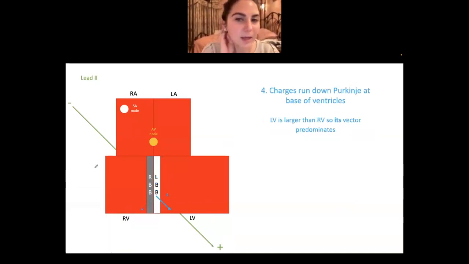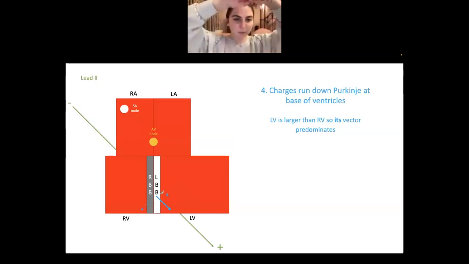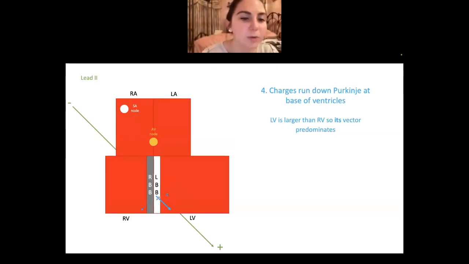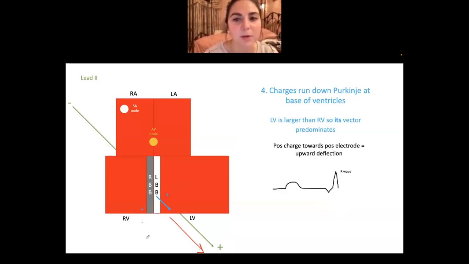Okay. So next, after the right bundle branch gets depolarized, now it has to go to the Purkinje fibers. From here, since the left ventricle is a lot bigger than the right ventricle, it's sending depolarization signals in both directions, so both are still happening, but the left is a lot stronger than the right's because the left ventricle is a lot thicker. So this vector is going to predominate over the right bundle branch's vector, and it's almost beautifully lined up with lead 2 at this point. So that's going to be your R wave.